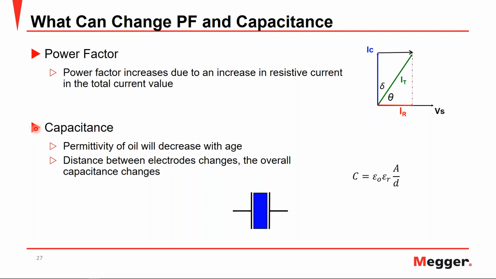For instance, looking at the capacitor down bottom, we can see the plates are X far away from each other. If something were to happen physically to cause these plates to change distance, now the distance is increased. We can see distance in the denominator of the capacitance formula. This distance has increased, therefore the total capacitance will decrease. So capacitance can give you insight into the condition of the permittivity of the oil, which is the condition of the oil, as well as any physical changes that may have happened within your transformer.